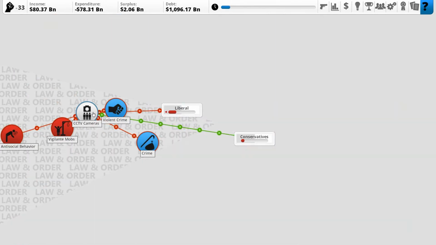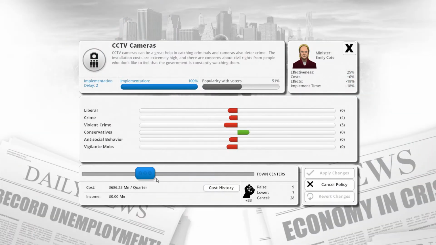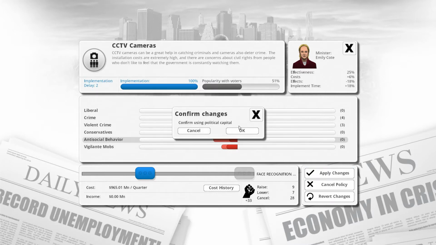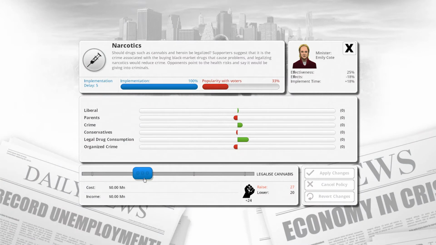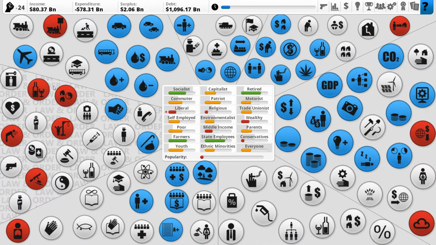Where are we here? We could raise our use of CCTV cameras to greatly reduce violent crime, greatly please the conservatives, and piss off the liberals. We'll worry about the liberals later. Right now I'm just trying to please the conservatives, and mostly get rid of crime. More get rid of crime than please the conservatives. Liberals are easy enough to piss off. You just legalize everything. See what I mean? But I don't have enough to do that right now.